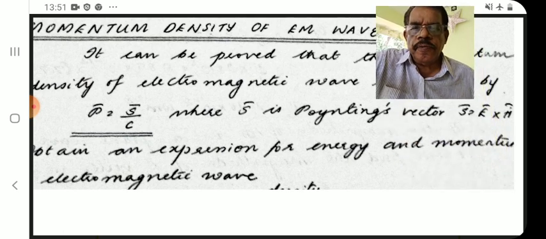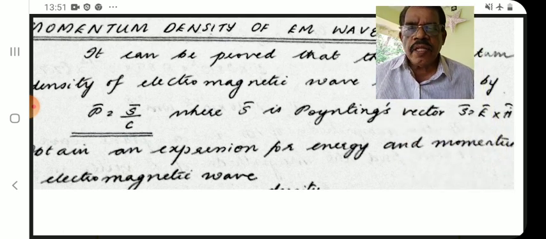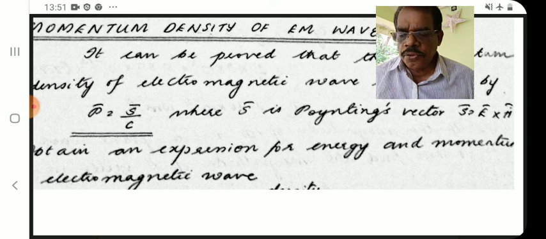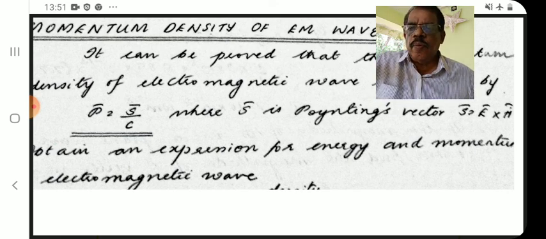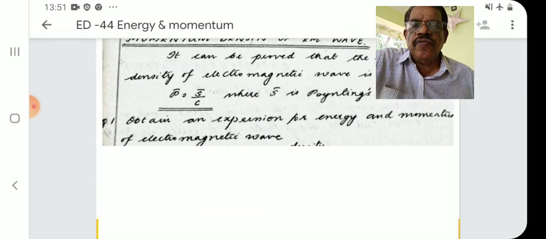So the question is, write an expression for energy and momentum of electromagnetic wave.